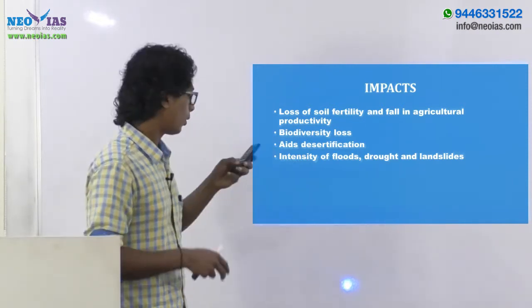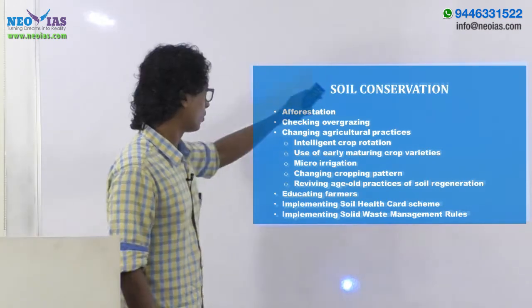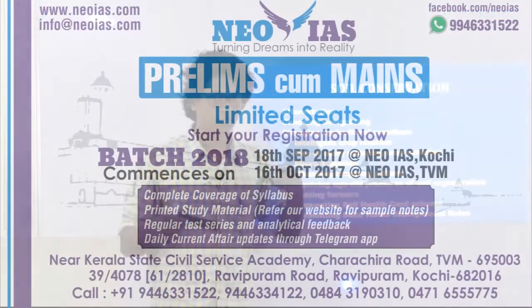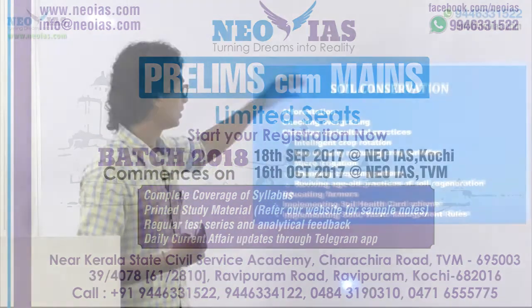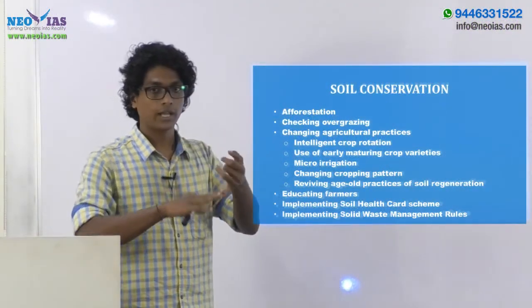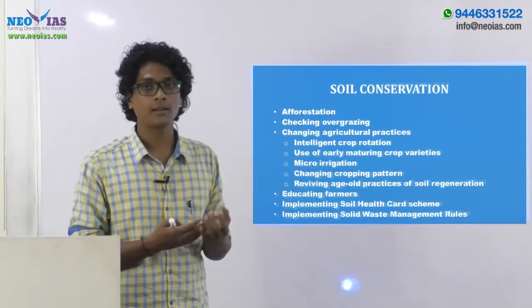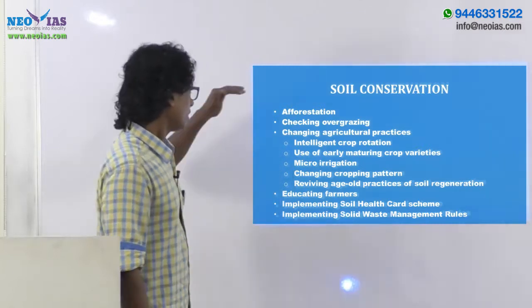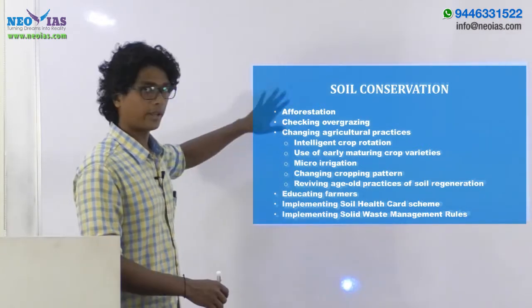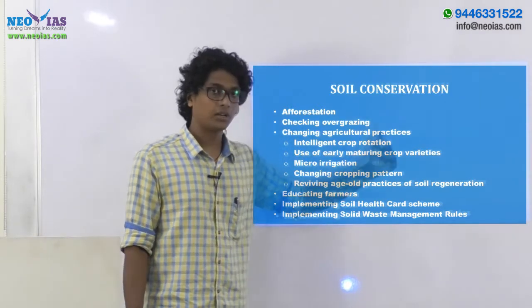Now let's see how we can solve this problem of soil degradation, which we call soil conservation. Simply, soil conservation means solving the problem of, or maintaining, the soil quality. It can be related to erosion, pollution, alkalinity or anything which is affecting the soil quality. Now, the prime thing, afforestation, need not be explained, I suppose. Then checking overgrazing. Now, changing agriculture practices.